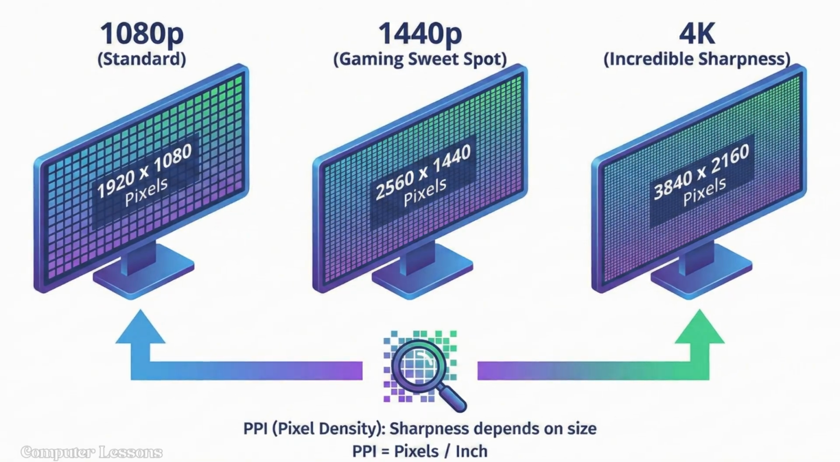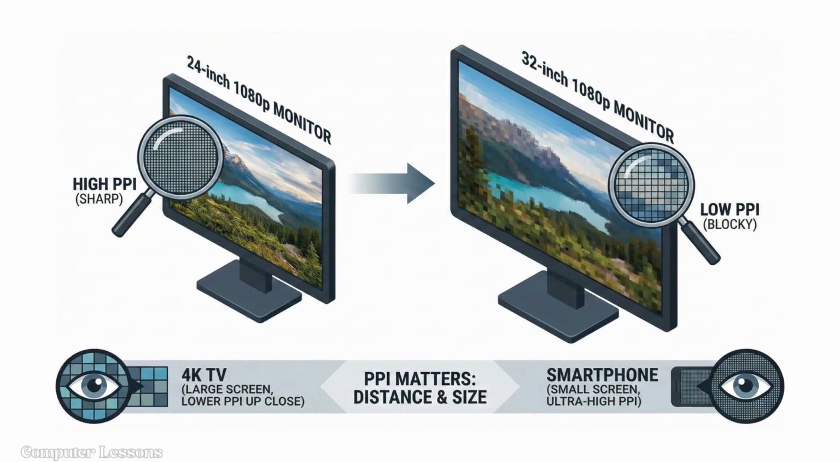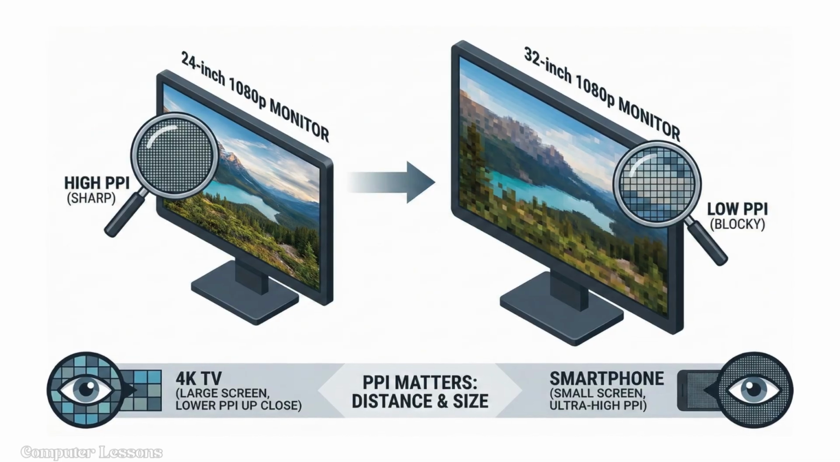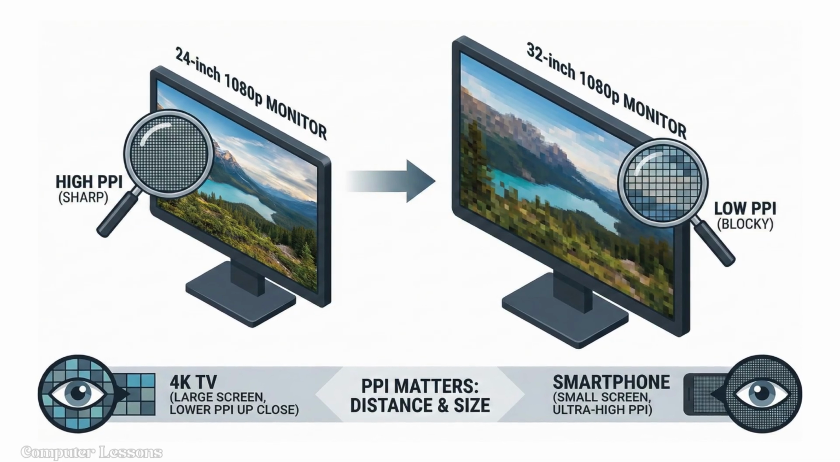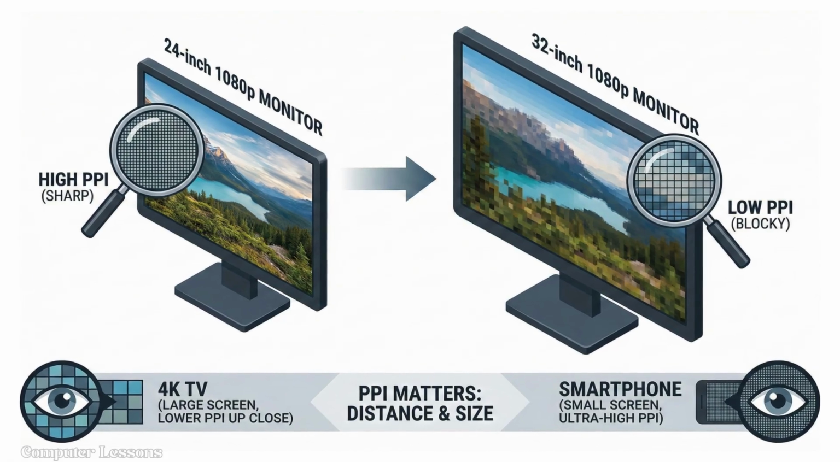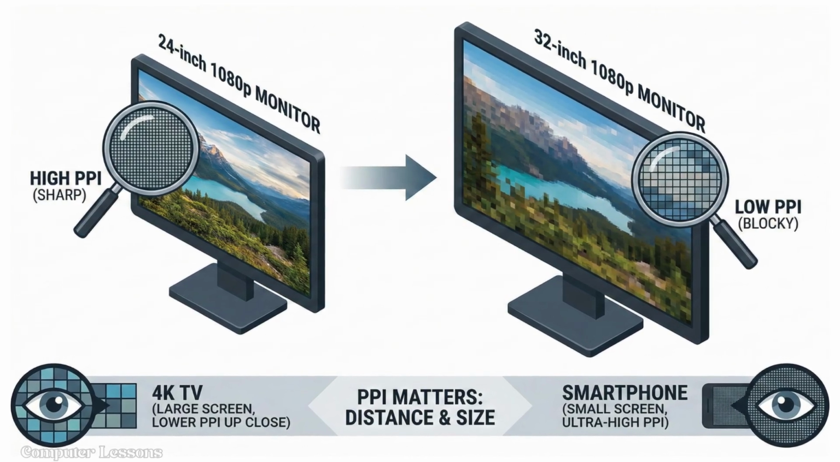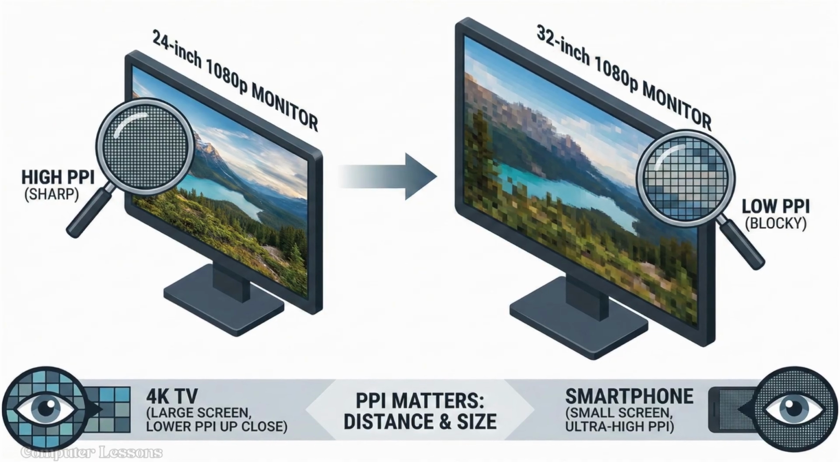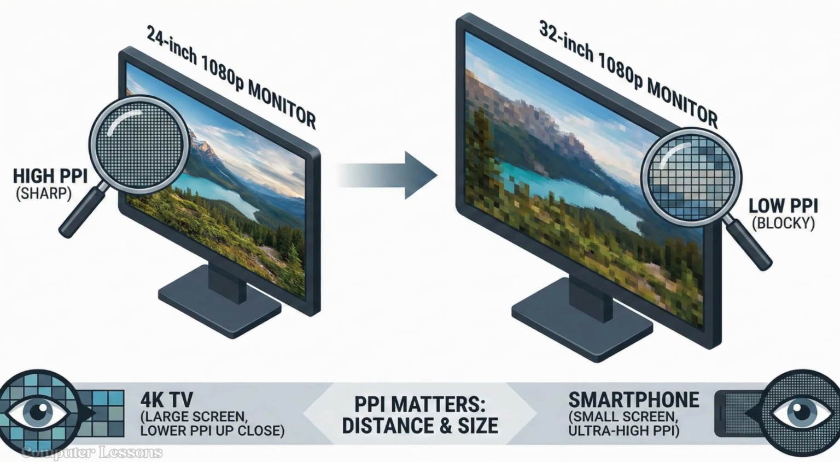A 24-inch 1080p screen looks sharp because the pixels are packed tightly together. But stretch those same pixels over a 32-inch screen, and the image becomes blocky. This is why a massive 4K TV might look less sharp up close than a small smartphone screen.